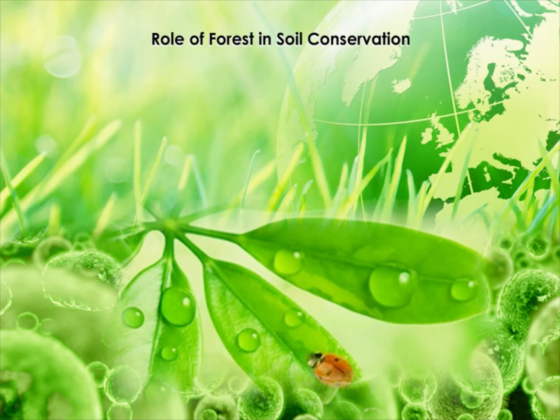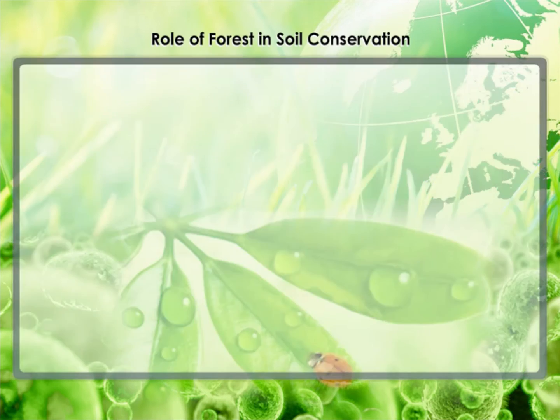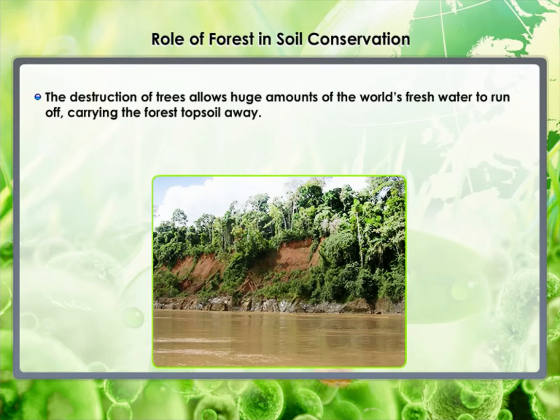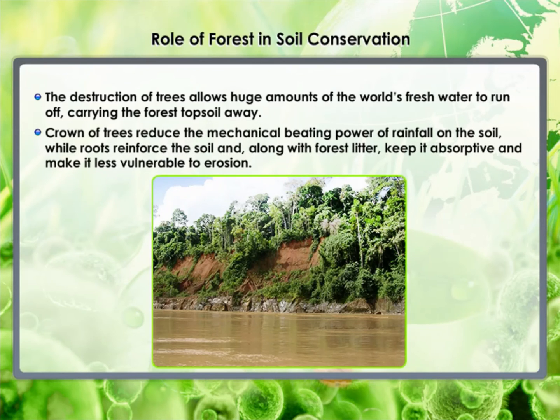Role of forest in soil conservation. The destruction of trees allows huge amounts of world's fresh water to run off, carrying the forest topsoil away. Crown of trees reduces the mechanical beating power of rainfall on the soil, while roots reinforce the soil and, along with forest litter, keep it absorptive and make it less vulnerable to erosion.